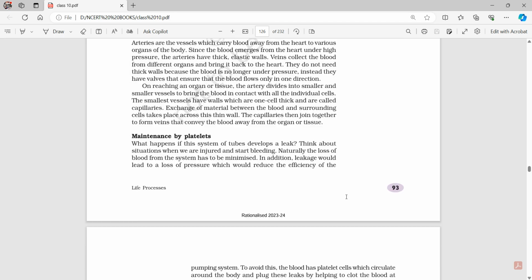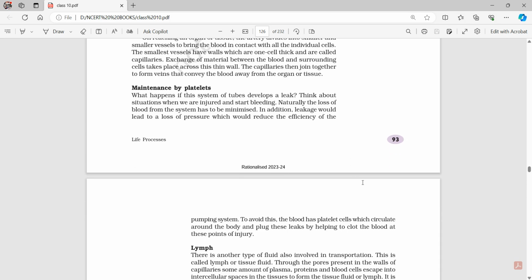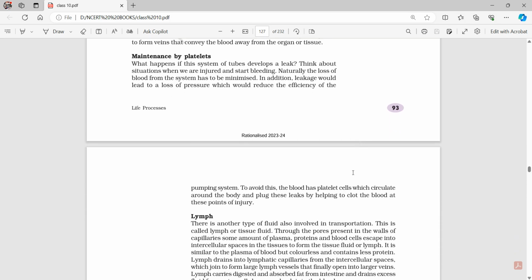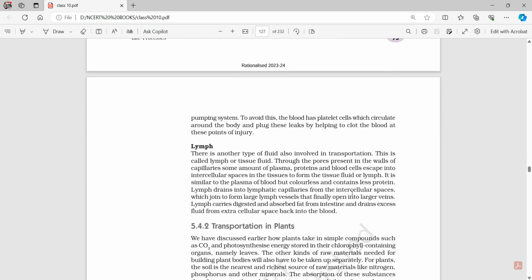Maintenance by platelets. What happens if this system of tubes develops a leak? Think about the situation when we are injured and start bleeding. Naturally, the loss of blood from the system has to be minimized. In addition, leakage would lead to a loss of pressure, which would reduce the efficiency of the pumping system. To avoid this, the blood has platelet cells which circulate around the body and plug these leaks by helping to clot the blood at these points of injury.